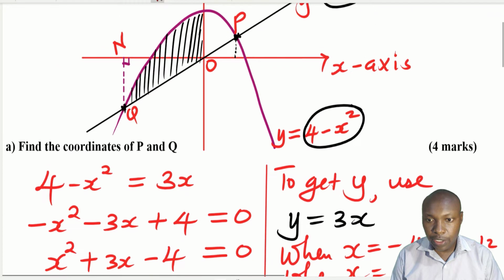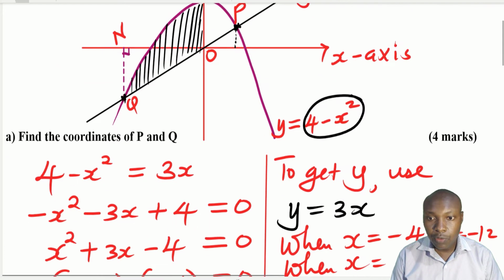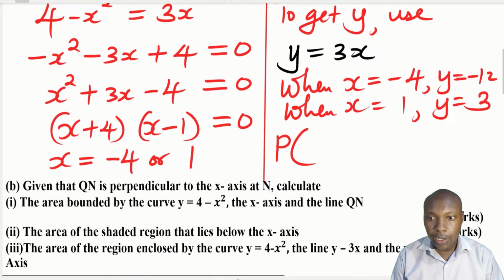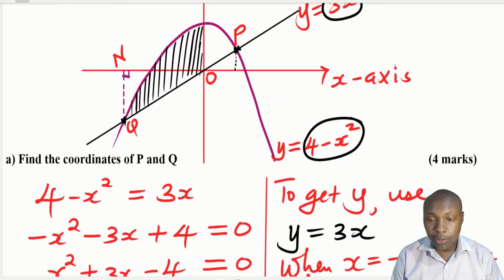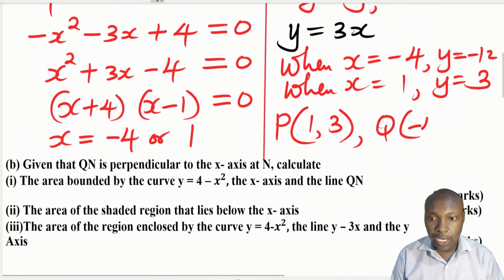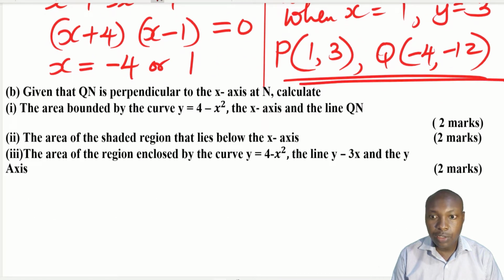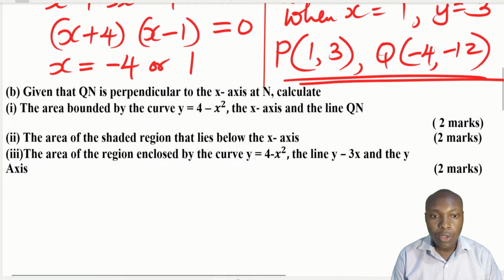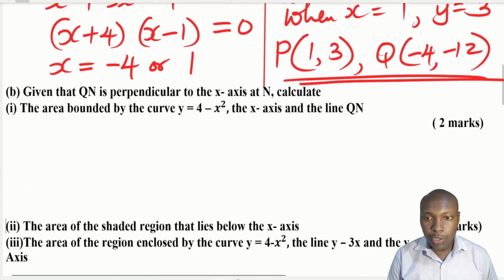Now we have the x and y. To get P, the value of x at P is 1, and so when x = 1, y = 3. Then for point Q, we got the x value as -4, so when x = -4, y will be -12. So those are the coordinates of points P and Q. Now we have obtained the coordinates of P and Q.